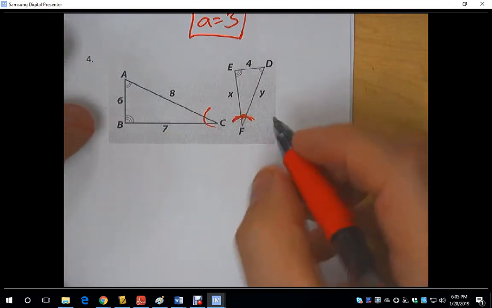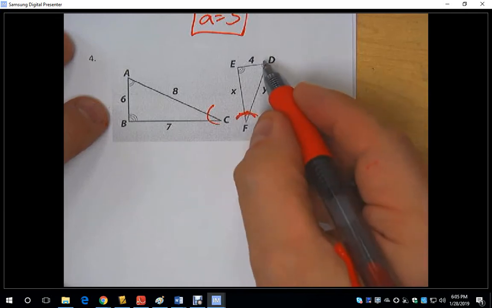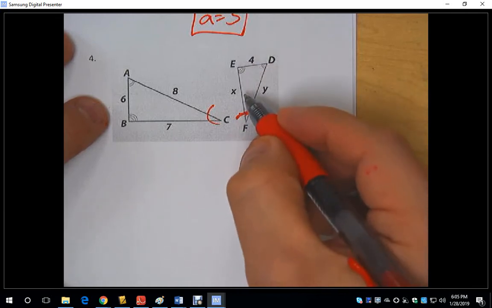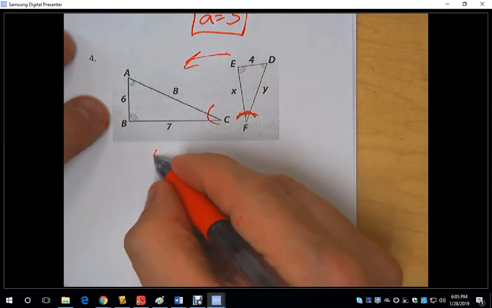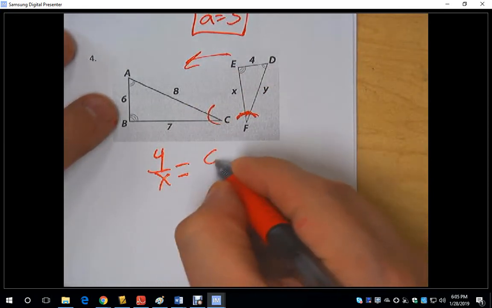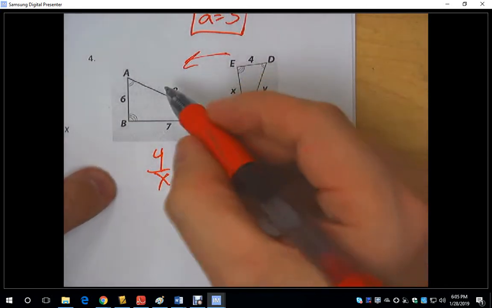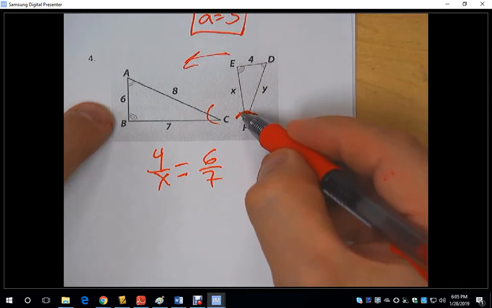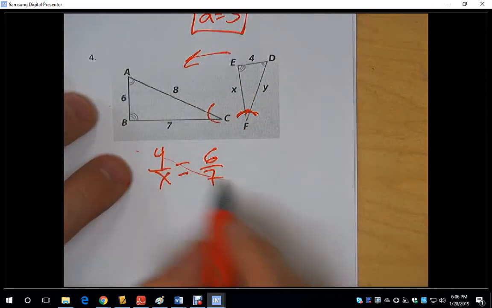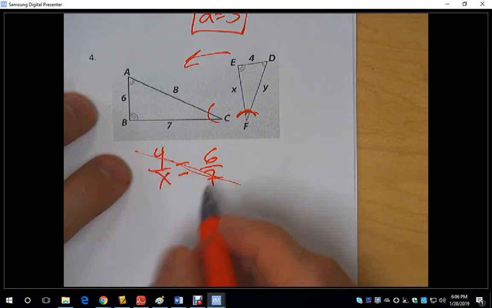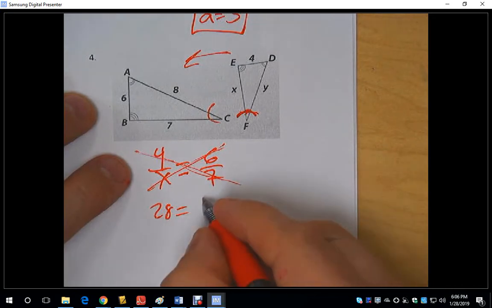And let's set up an equation which involves x. So this is small side to medium side. So we're going to go from here to here. I don't care which way you go as long as you're consistent. So 4 is to x as 6 is to 7. So short is to second long as short is to second long. Now I'm going to cross multiply. I'm going to multiply this way. 4 times 7, that's going to give me 28. And that equals 6 times x, which is 6x.